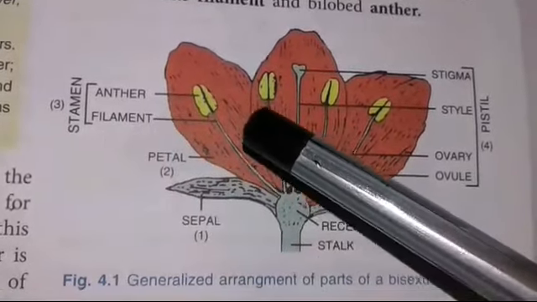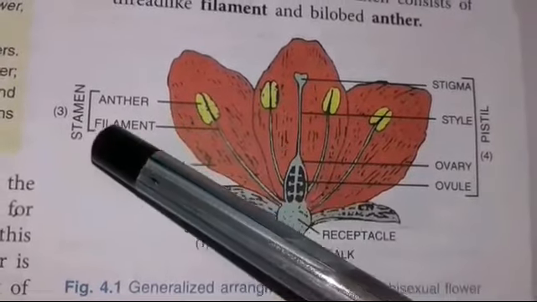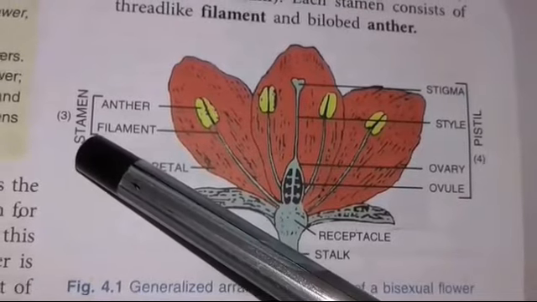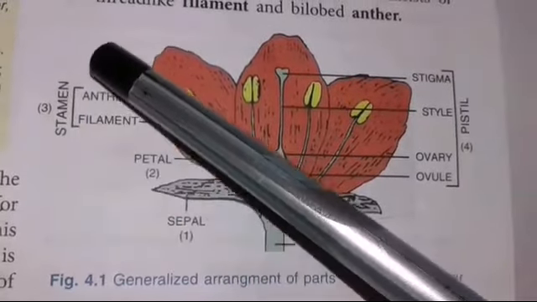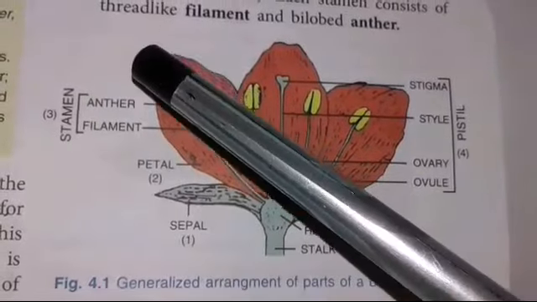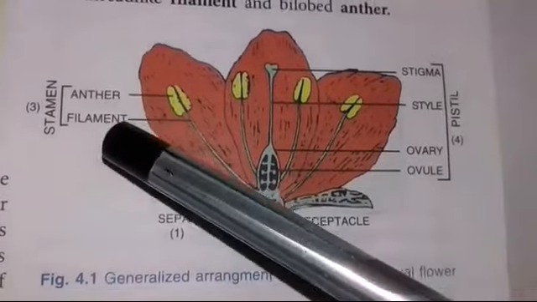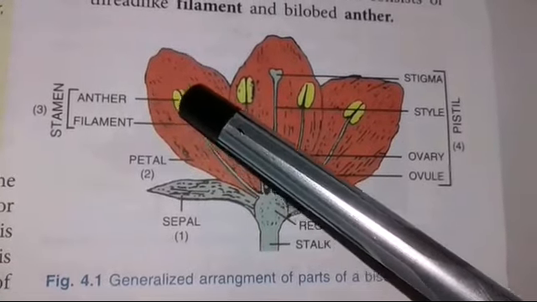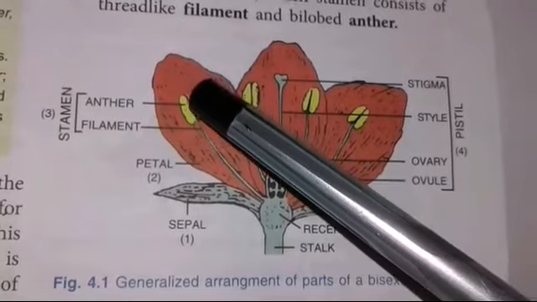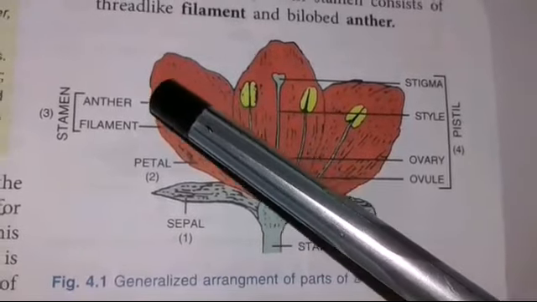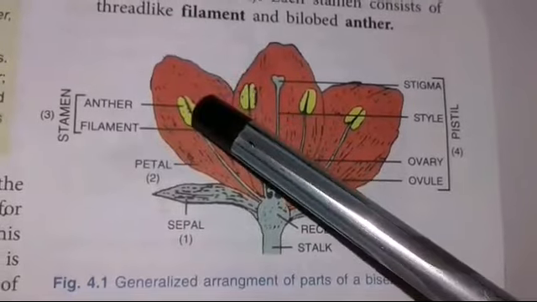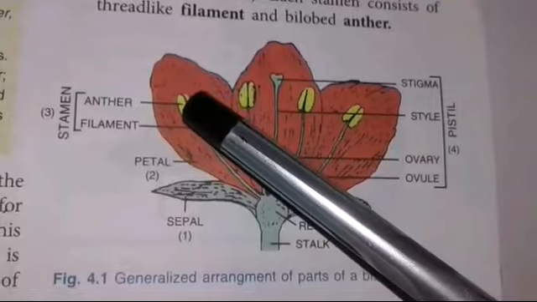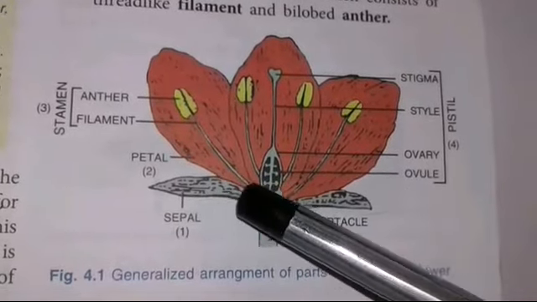The third, inner whorl is the stamen. It is the male part of the flower. It is also known as the androecium. The stamen contains 2 main parts, anther and filament. The anther is a lobulated structure, like a sac or chamber. And the filament is a narrow tubular structure which joins the anther with the receptacle.